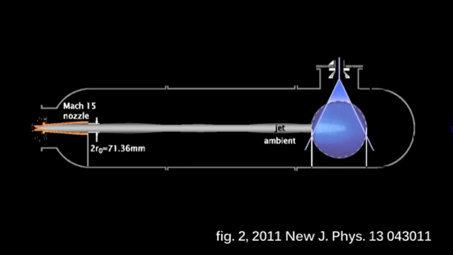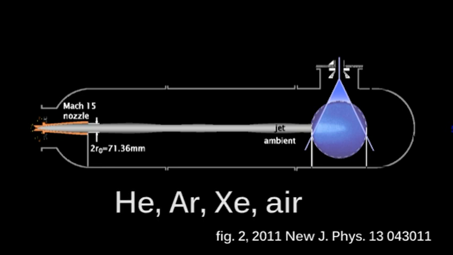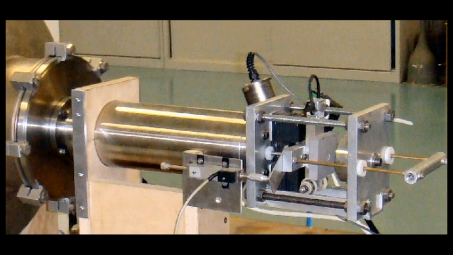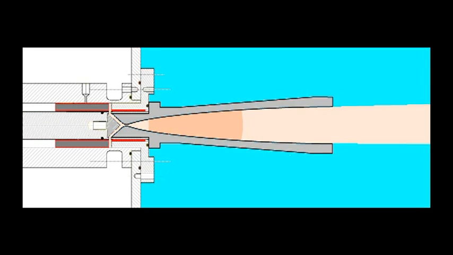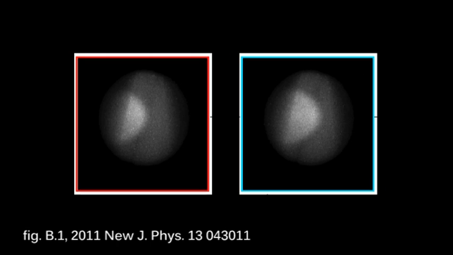It is possible to use different gases for the jet and the surrounding ambient, which allows a wide variation of the density ratio. The gases used are helium, argon, xenon, and air. The flow in the nozzle is driven by a fast piston system which is capable of producing the right gas stagnation conditions. The visualizations and measurements are based on the electron beam method.